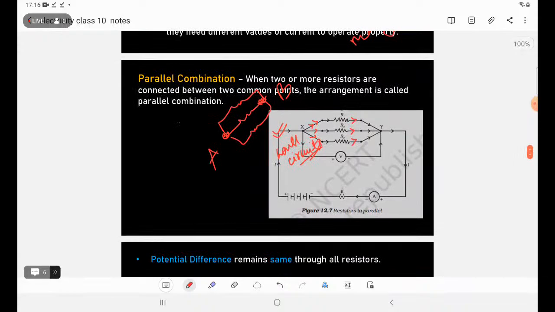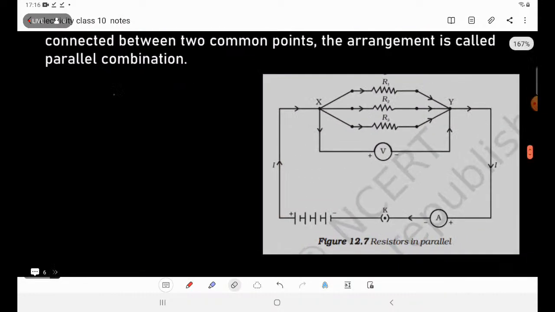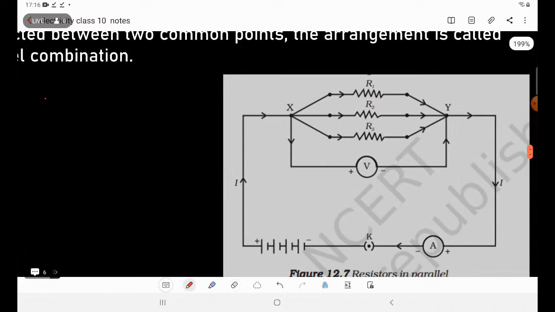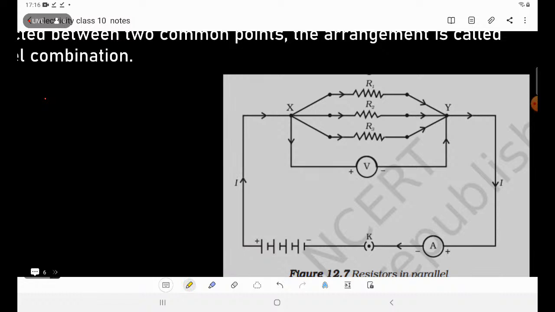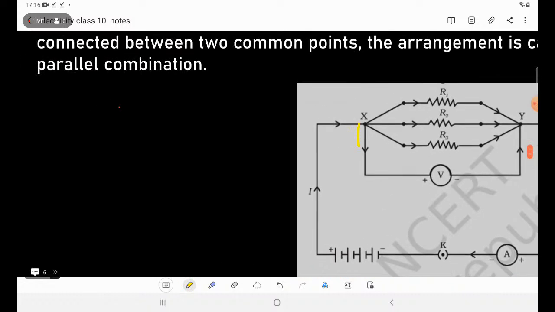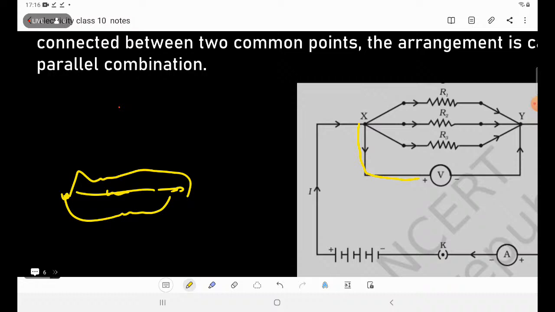Next, in this, how to calculate the equivalent resistance. First of all, here the voltage will be common, because many resistors have been connected through two common points. So that means we can say that V is common.